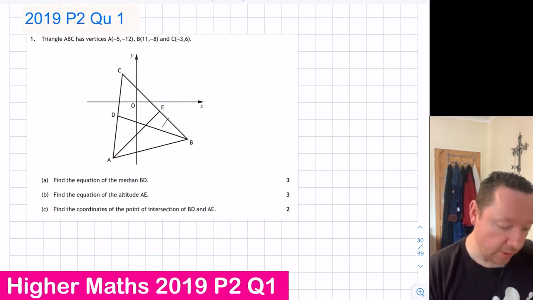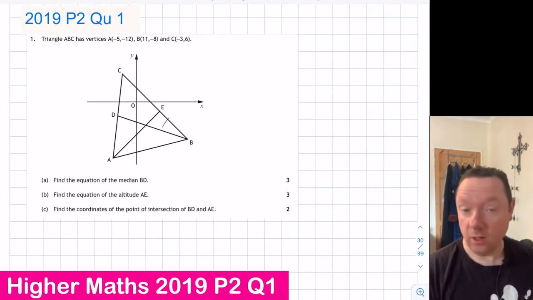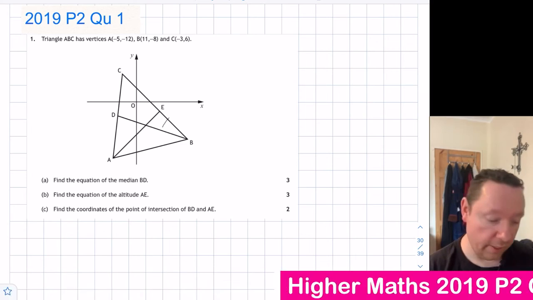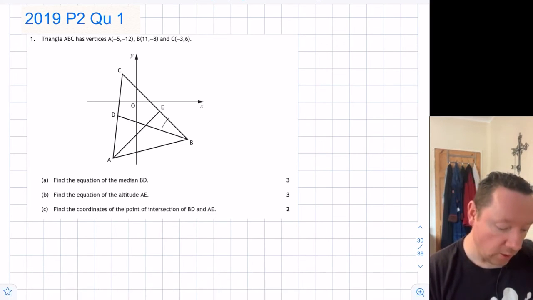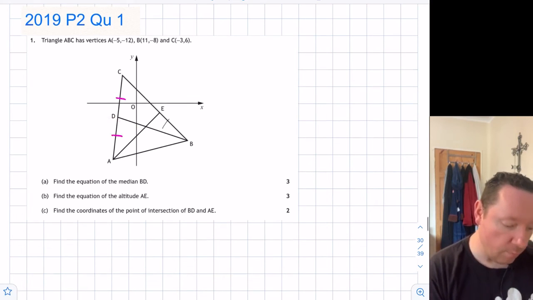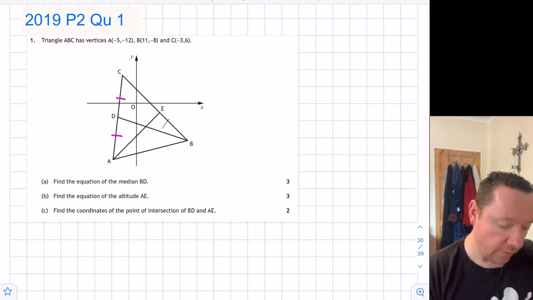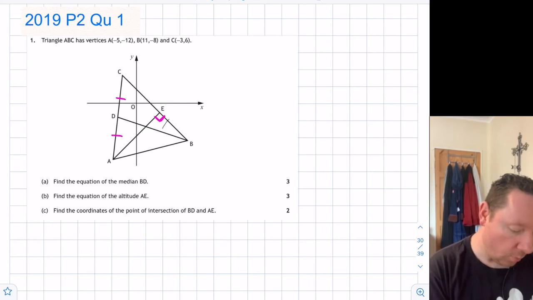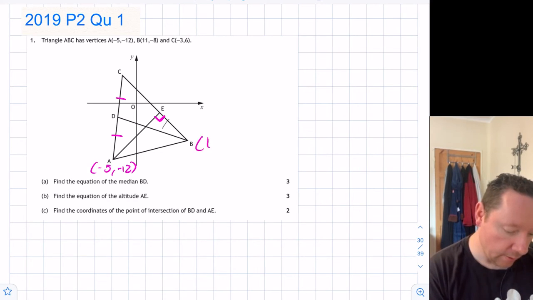2019, paper 2, question 1. Triangle ABC has these vertices. It has a lot of lines drawn on it, but it's just trying to show us what the lines are. So it says, find the equation of a median BD. So we're saying that this is cutting the opposite line in half, so we could show that on our diagram just to help us. Then it says, find the equation of the altitude AE. So there's your right angle there. We could note our points if we want, if it helps us to see it. Minus 5, 12, 11, minus 8. And the last one is minus 3, 6.